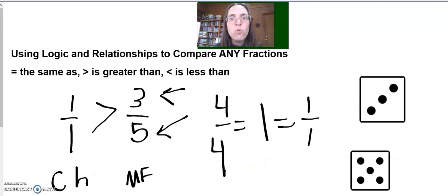In fact, I will share that video with you. There's another video that you can watch. It's all about improper fractions. And so that's a different way of looking at fractions where the bigger number is on top.